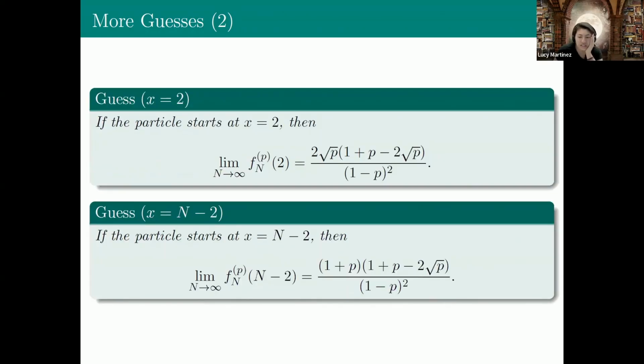And this is also the next guess for x equal to n minus 2. Again, we start at x equal to n minus 2, and we're interested in the probability of ending at n. And this is also the expression for this limit at the bottom. So I guess I should say that Maple was pretty good at computing examples and data for these different cases.